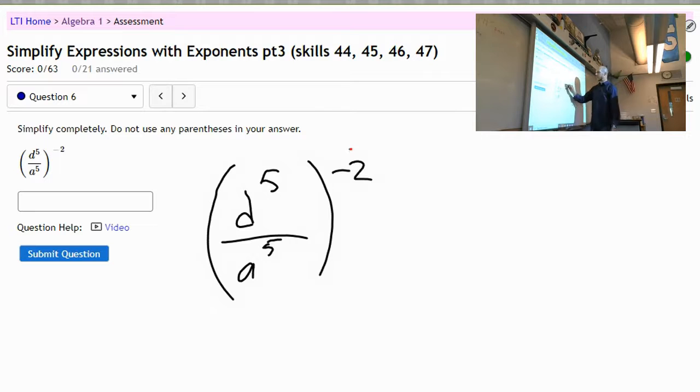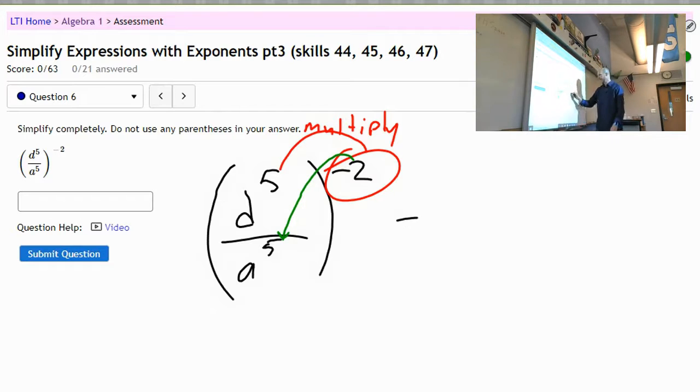But everything inside the parentheses is being raised to this additional power. If you raise one power to another power, that means you multiply exponents. So you're going to multiply the 5 times the -2 and multiply the -2 onto the other exponent, which in my case happens to be the same number. They're both 5's. So numerator, 5 times -2 is -10. D to the power of -10. Denominator, 5 times -2 is still -10. A to the power of -10.